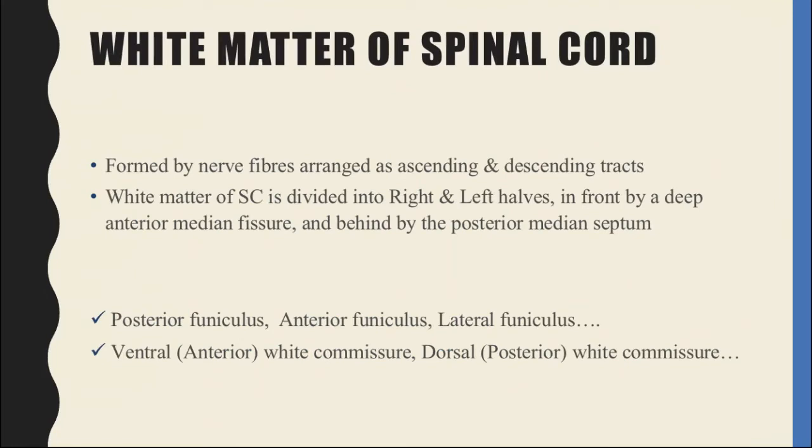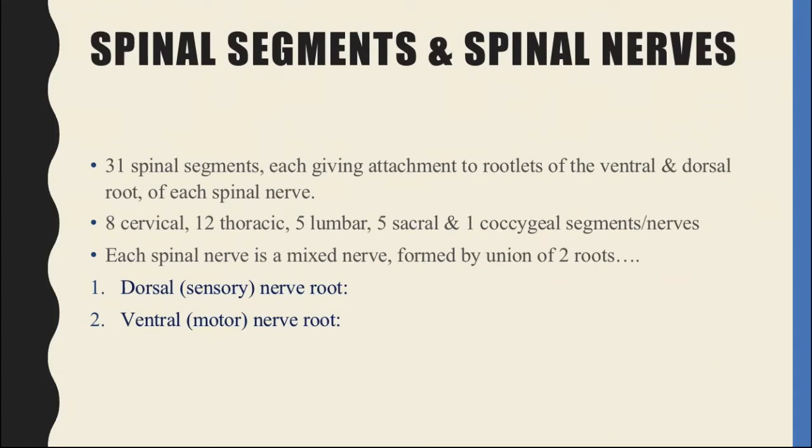So, there is the posterior funiculus, similarly the anterior funiculus, then the lateral funiculus, and then there is the commissure, meaning the connecting part of the white matter, left half to the right half. If it is anterior, it is called the anterior white commissure, and the posterior one is called the posterior white commissure. Now, coming to the spinal segment and spinal nerve, like I said, there are 31 pairs of spinal nerves. Similarly, there are 31 spinal segments, each giving attachment to the rootlets of the ventral and dorsal root of each spinal nerve.